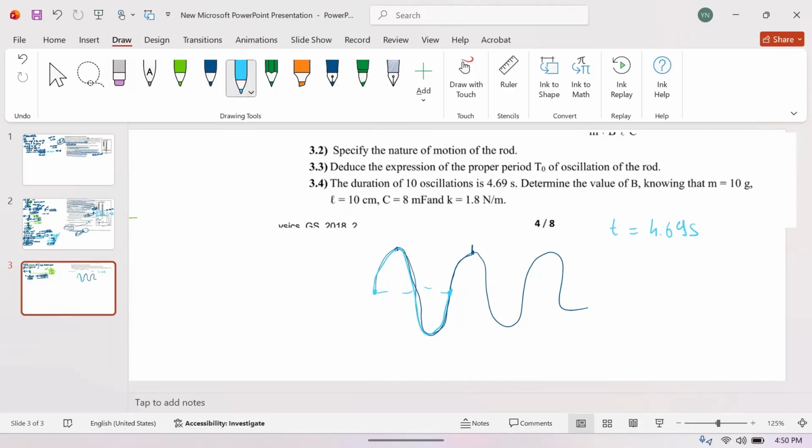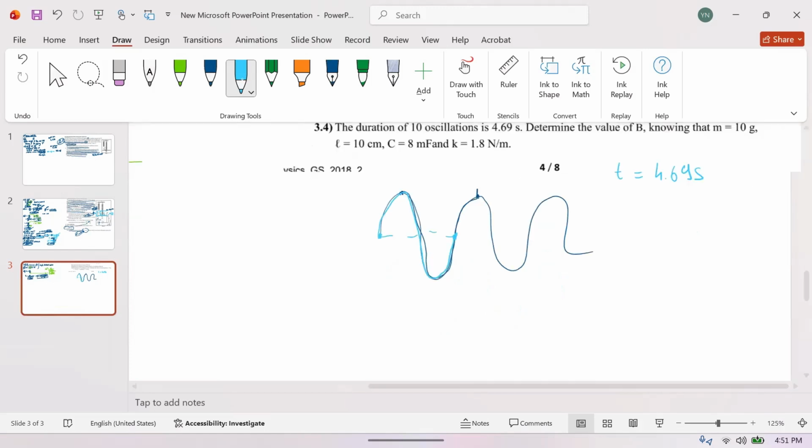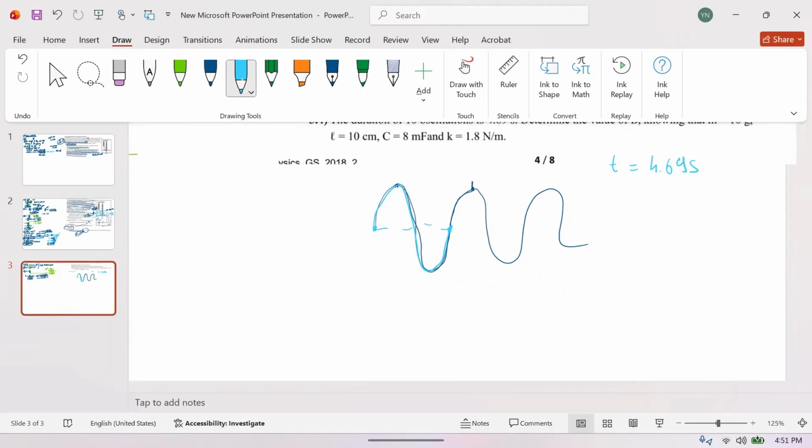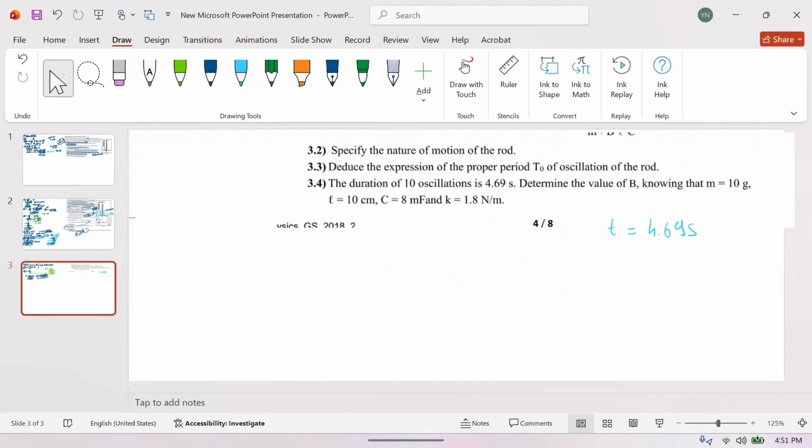And since it's free and undamped, that means the oscillation is repetitive. It's the same oscillation that is repeated all over again. When we have a damped oscillation, students know that means we will be having up and down, then it will decrease over time like this. This is where things change for me. But since there's no friction here, I'm repeating the same oscillation all over again. Okay, so I have 10 identical oscillations that took 4.69.